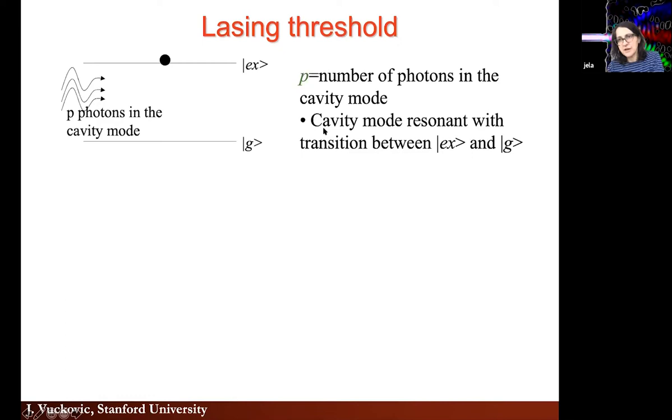Definitely, and Purcell enhancement or lasing threshold reduction. So we'll start with whispering gallery resonators, and they're kind of grouped into high Q and ultra high Q. High Q are the ones that are defined in planar geometry on chip, and they're made by lithography and dry etching typically.